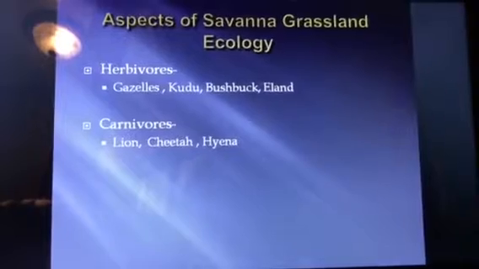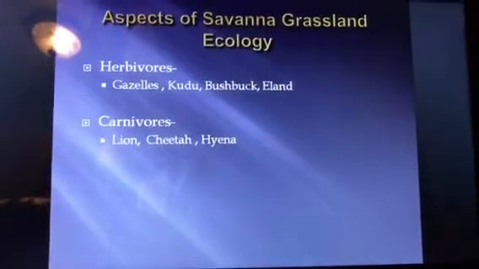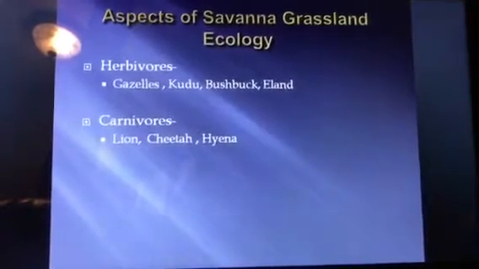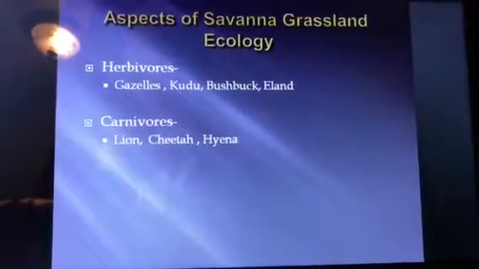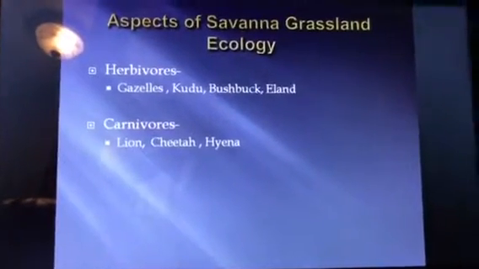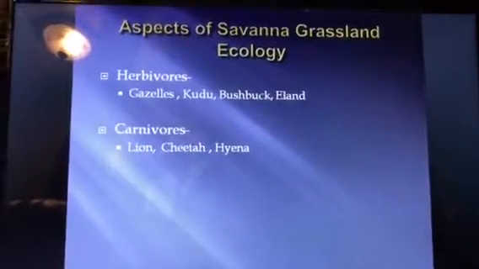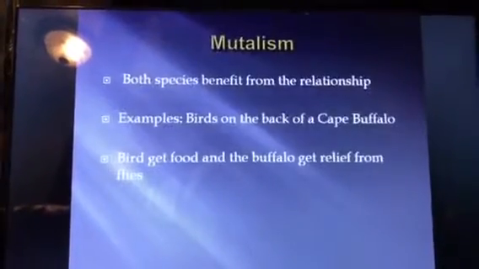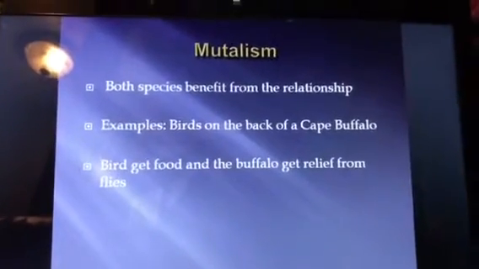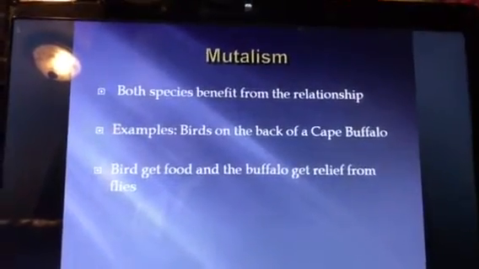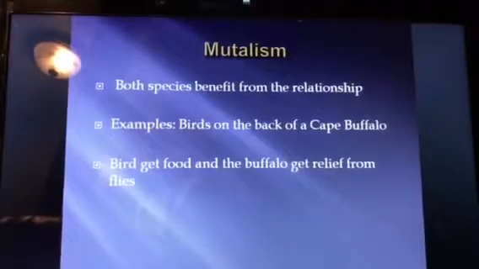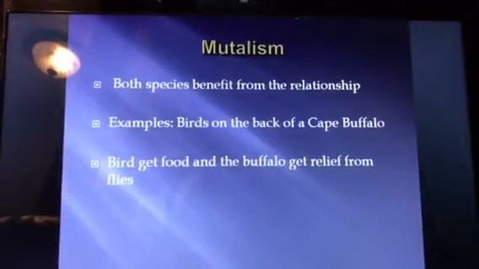And then the next step up above that would be your carnivores, which would be your secondary consumers, because they prey on herbivores. Specific to the grassland savanna, you might find lions, cheetahs, hyenas. So we just looked at the different trophic levels and how energy transfers on up.